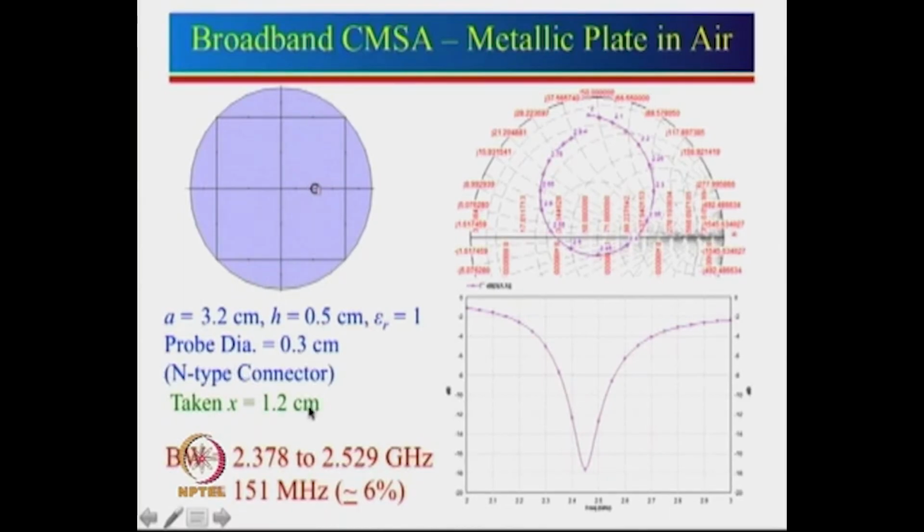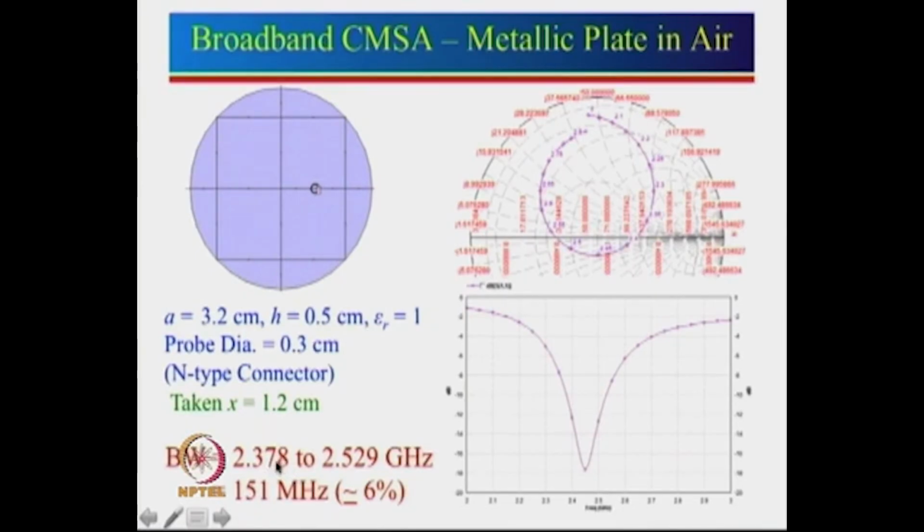If you recall, I gave a starting point as 0.3A to 0.5A. Since it is relatively broadband, 0.3A will not be a good solution. So 1.2 is roughly close to 0.4A, and for this we can see the impedance plot. 50 ohm matches somewhere here. Instead of 1.2, one could have taken 1.15 also for a slightly better match, but this is still good enough. And here the bandwidth we are getting for VSWR less than 2 is 151 megahertz.